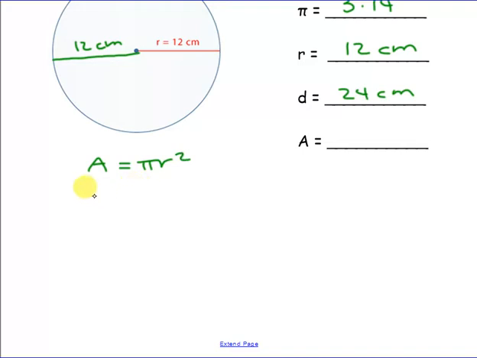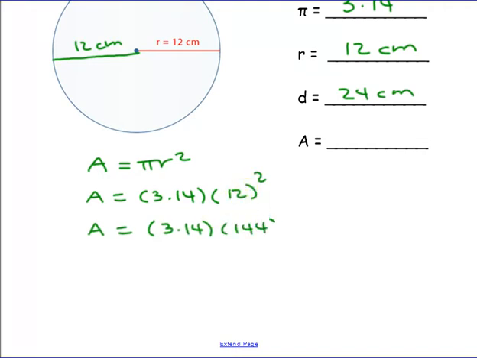Area equals pi r squared, so area equals 3.14, and the radius was 12 squared. So area equals, we're going to solve for our exponent first, 3.14, and then 12 squared is 144. And then I'm going to multiply those two together, and I'm going to get 452.16 centimeters squared.